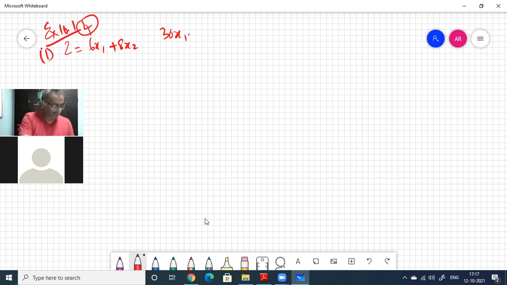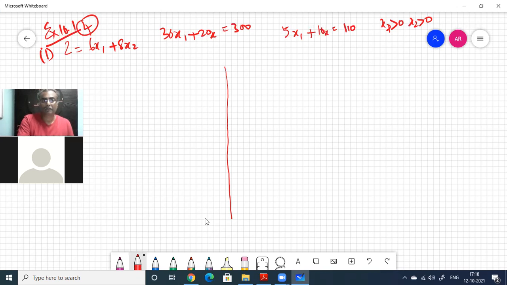30x1 plus 20x2 less than or equal to 300. You must ignore the less than or equal to. And another constraint is given, 5x1 plus 10x2 is equal to 110. The other constraints: x1 greater than 0, x2 greater than 0. That means it is in the positive first quadrant. Okay, we'll take it like that.